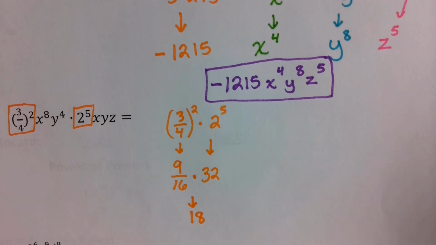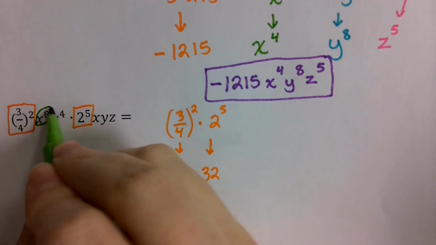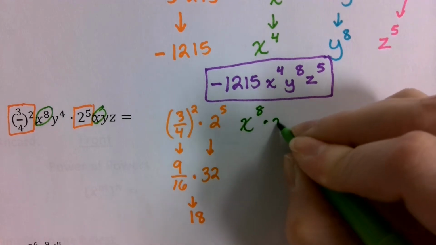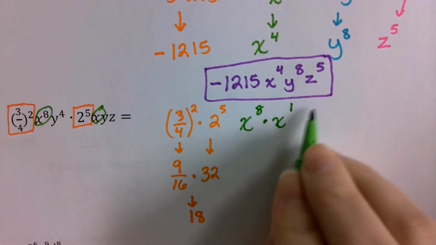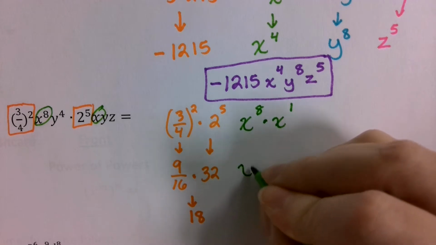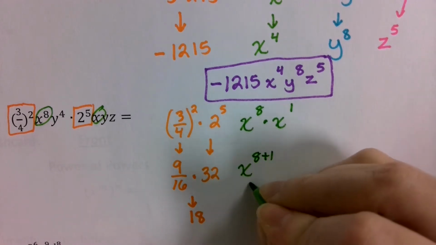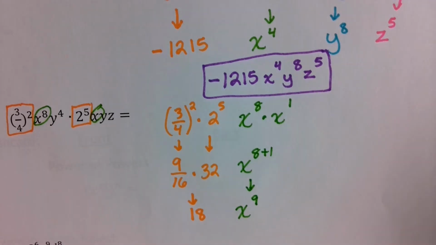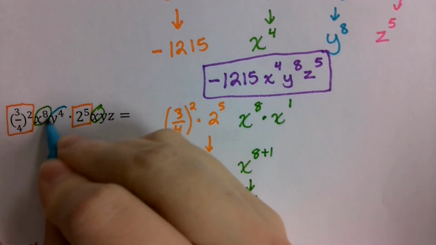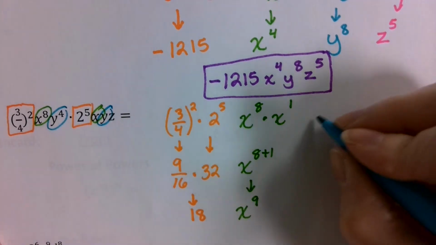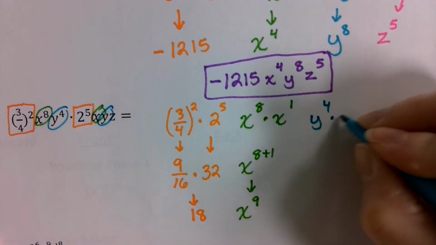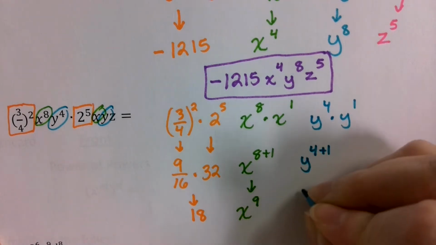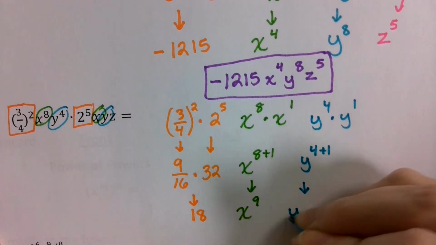Okay, now we focus on the variables. We have x to the 8th and then just an x. So what we're going to do is add the exponents, the 8 and the 1 together. 8 plus 1 is going to give us 9. So we get x to the 9th power. Okay, then we have y to the 4th and then y. So y to the 4th times y to the 1st. We're going to add 4 and 1 together, and that gives us y to the 5th power.